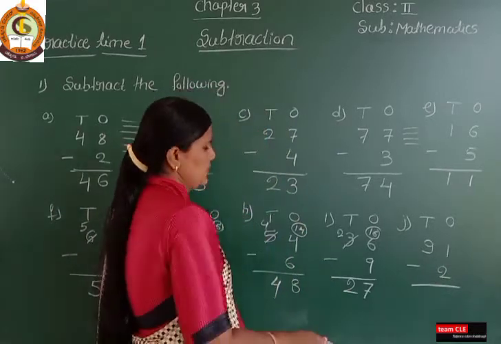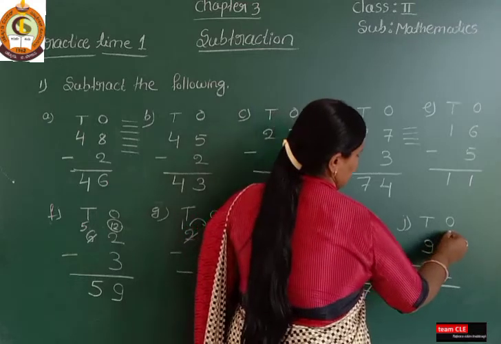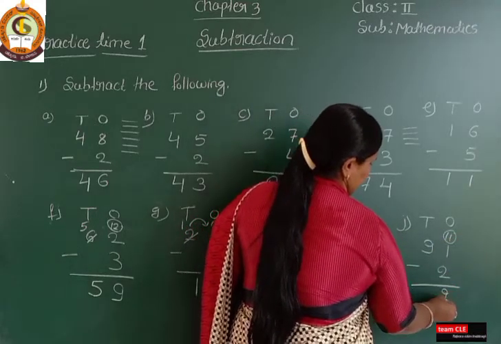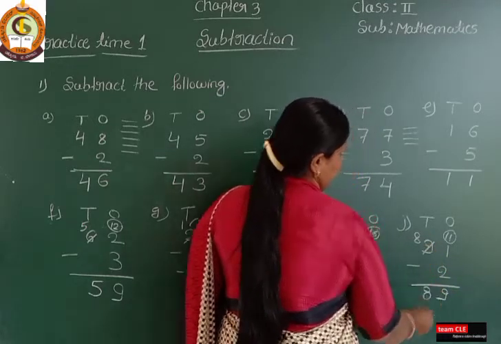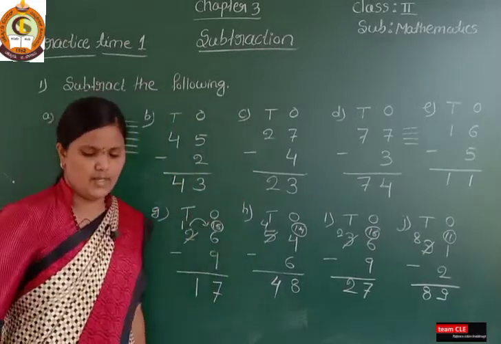91 minus 2. Here, 1 is less than 2, which means you have to take one tens group. That 10 plus 1 is 11. So now 11 minus 2 is 9. And instead of 9 here, 8 remains. That 8 you have to write here as it is. So the answer is 89. This is one method.